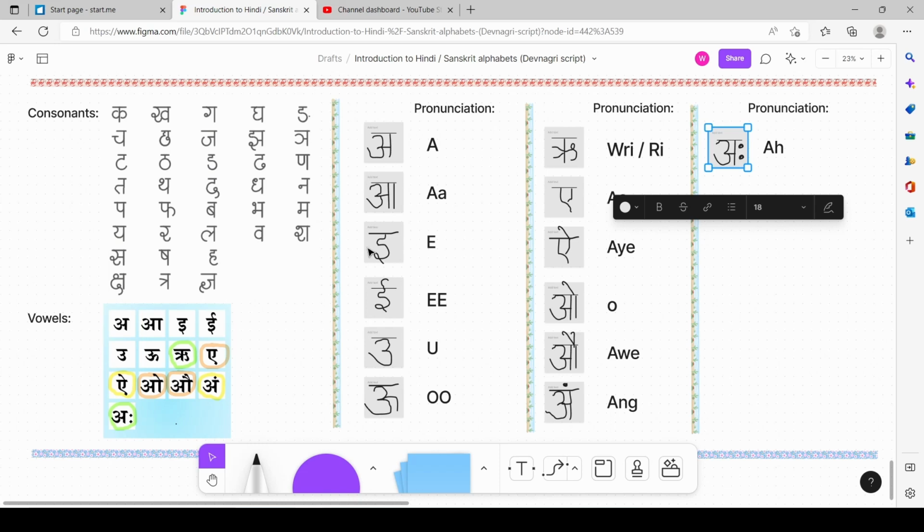So these were all the alphabets that are present in Hindi language, and these are also used in Sanskrit language as well. In the next part, we will discuss how various words are formed using many of these alphabets.